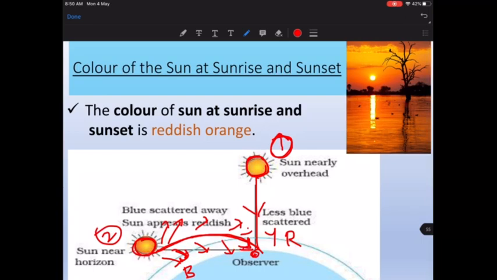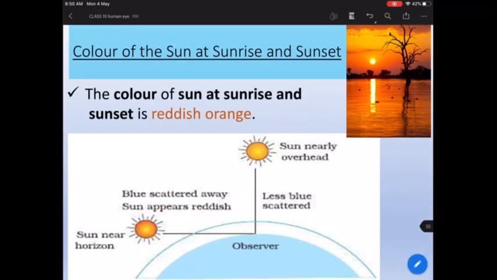A slight amount of yellow and red light is left, which is unscattered, because the particles of the atmosphere are not able to scatter the red and yellow light. So what reaches us at such a large distance is only the yellow and the red light. That's why we see the sky as a reddish and yellowish mix, reddish orange, during the evenings. So that is the reason during sunset and sunrise.